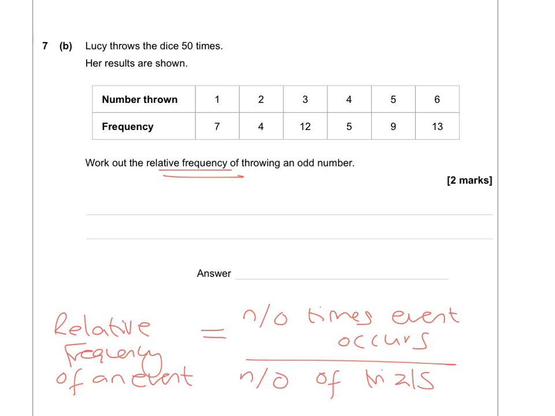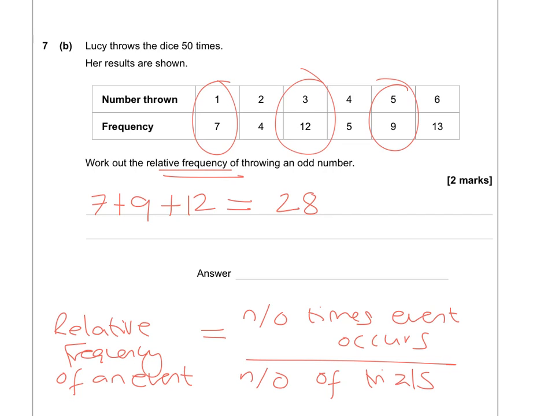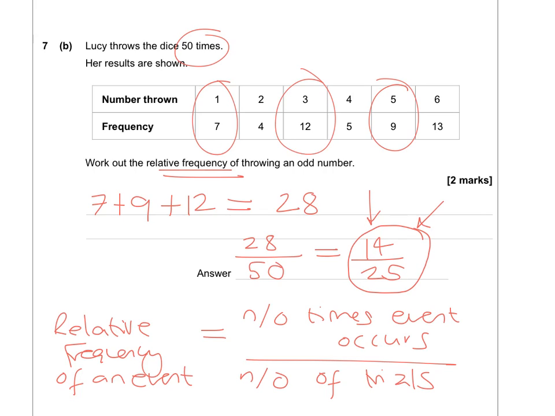So odd numbers are 1, which happens 7 times, 3, which happens 12 times, and 5, which happens 9 times. 7 plus 9 plus 12 comes to a total of 28. So an odd number comes up 28 times out of 50 possible throws of the dice, which we simplify to 14 over 25. We weren't asked to simplify, but we may sometimes be penalised if we don't simplify, so it's important that we do that where possible.